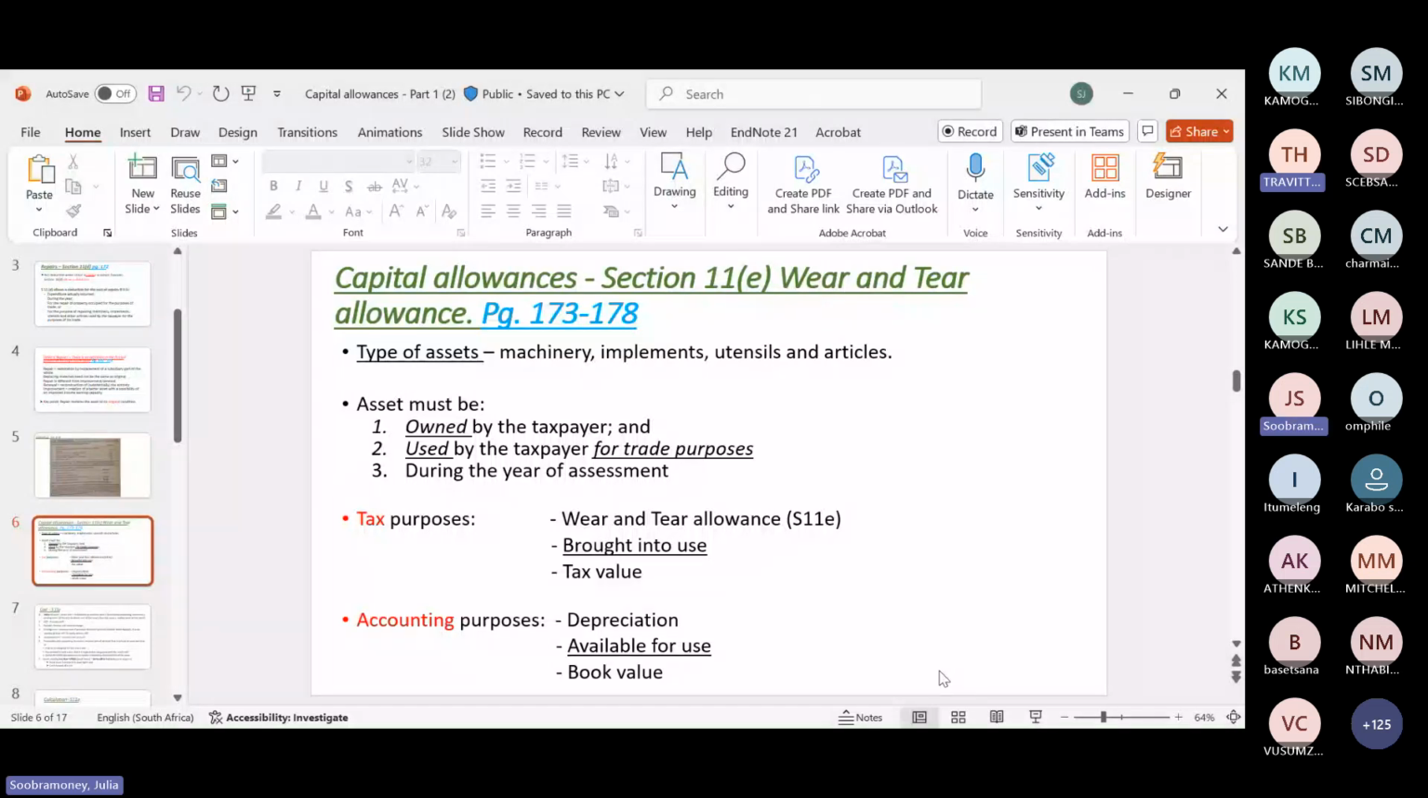The price at which we acquired the asset for. The price at which you bought the asset for? Yes.